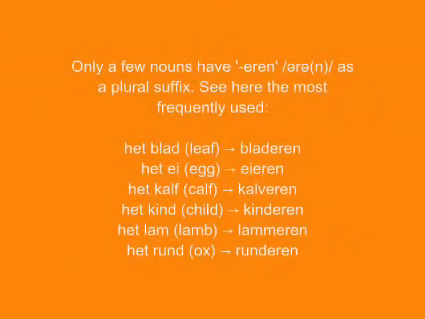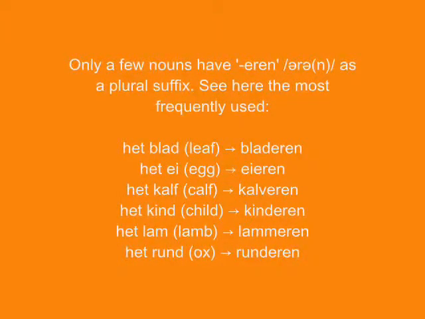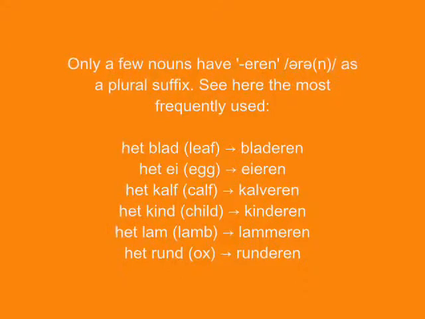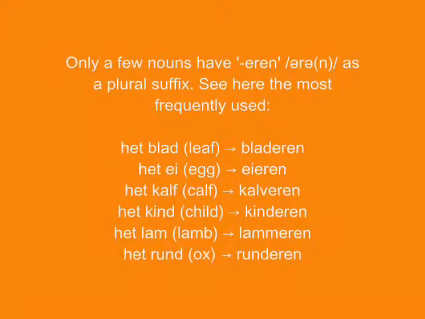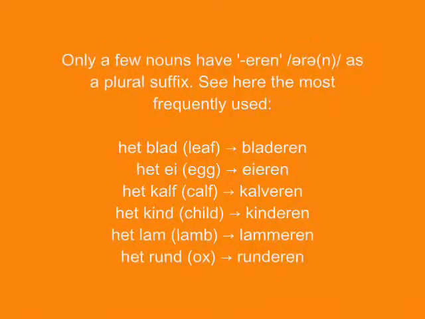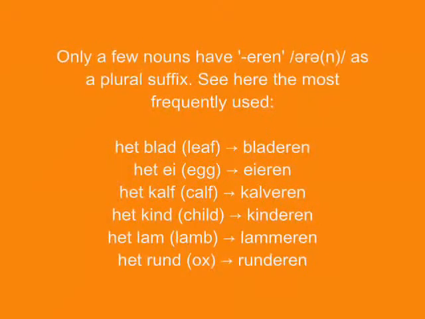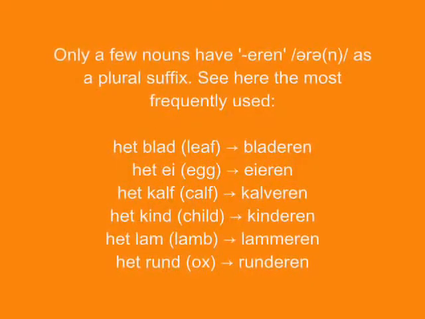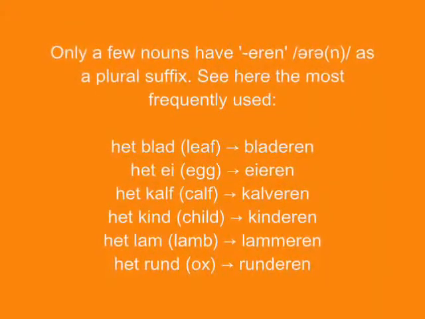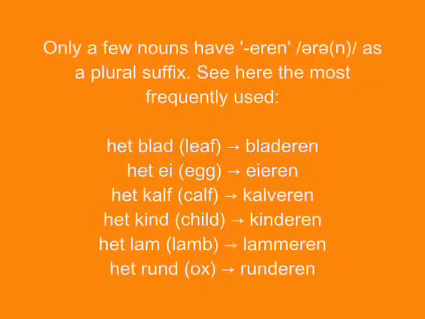Only a few nouns have eren or eren as a plural suffix. See here the most frequently used nouns. Het blad, bladeren. Het ei, eieren. Het kalf, kalveren. Het kind, kinderen. Het lam, lammeren. Het rund, runderen.